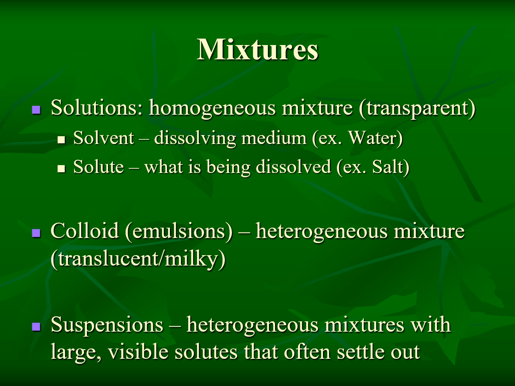This could be, as an example, if you are making lemonade or tea. The solvent would be water, and then the solute would be the tea or the powdered lemonade, etc. Colloids or emulsions are heterogeneous mixtures. Basically, it's translucent or kind of milky looking. You can't see right through it. Suspensions are heterogeneous mixtures with very large visible solutes that are going to oftentimes settle out.